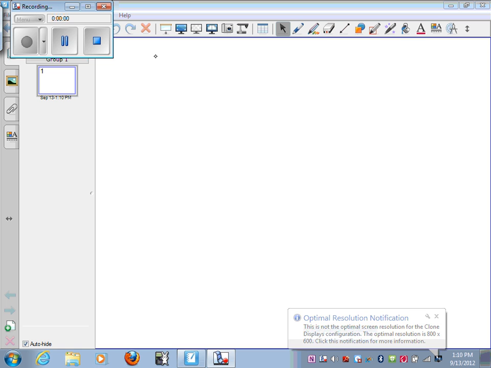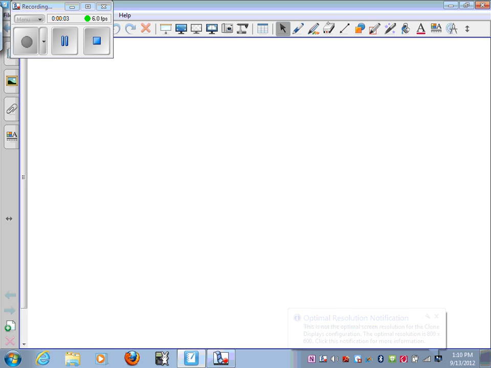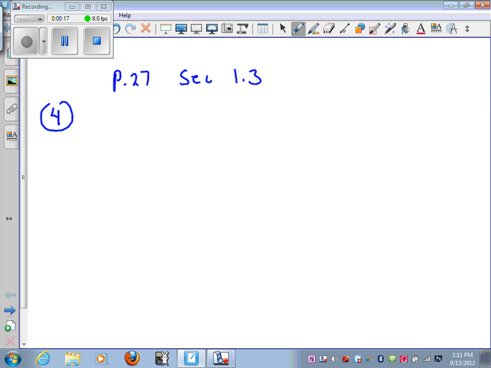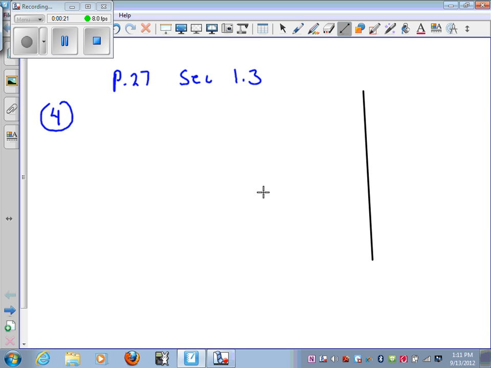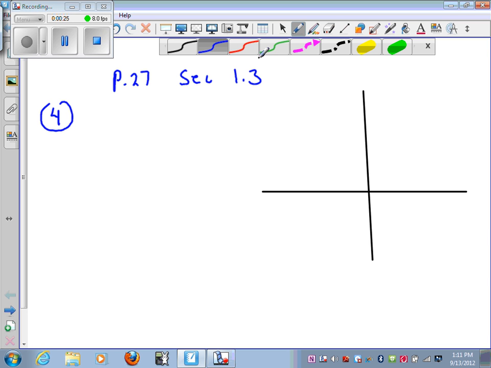We're going to do problems on page 27, and that's section 1.3, and we'll look at number 4 first. And we want to find what quadrant it's in, and it says it's (-4, -3), so it's down in this quadrant down here.